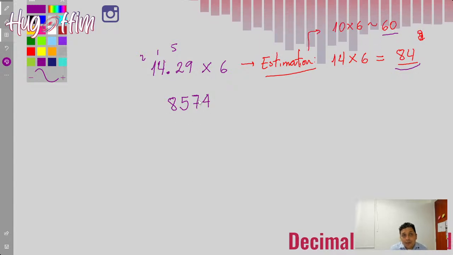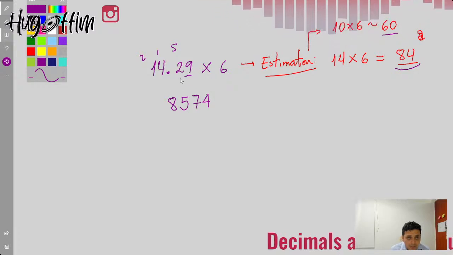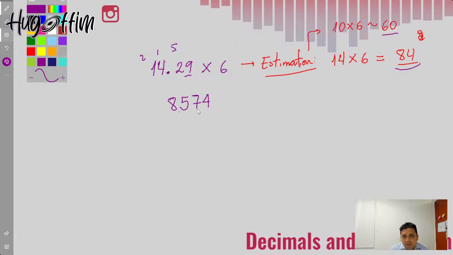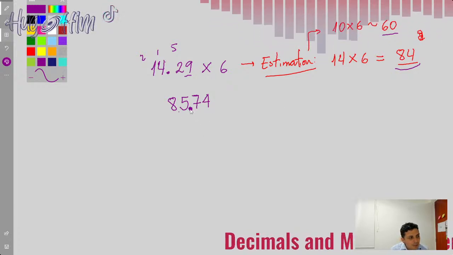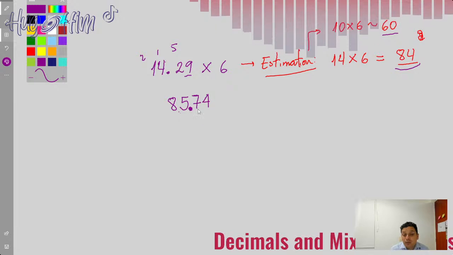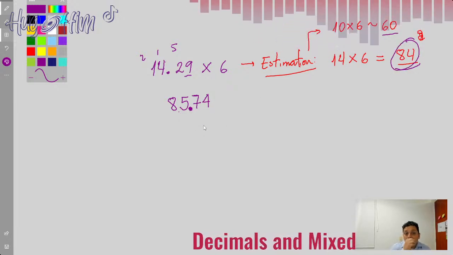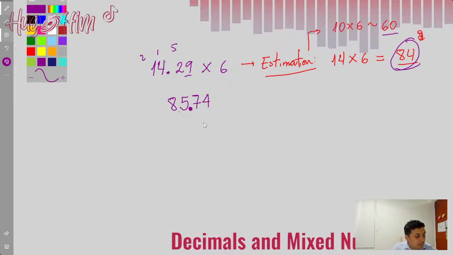Because I don't know where to put the decimal place. Let's say I don't know. I know that I should move the decimal place, but I don't know. So if I put the decimal point here, I got 8.5. That is not close to 84. But if I put my decimal point here, I'm going to get 85.74. That is a number around 84. And this is why the estimation helps you to place the decimal point.